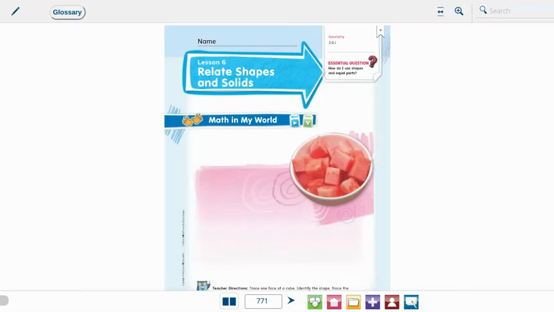Hey there, second grade. Today we are going to be doing Chapter 12, Lesson 6. We're going to be starting on page 771. So if you turn with me there, we are going to be relating shapes and solids.